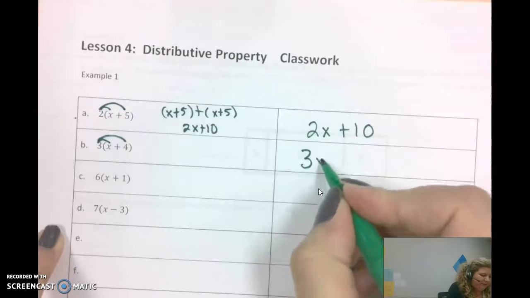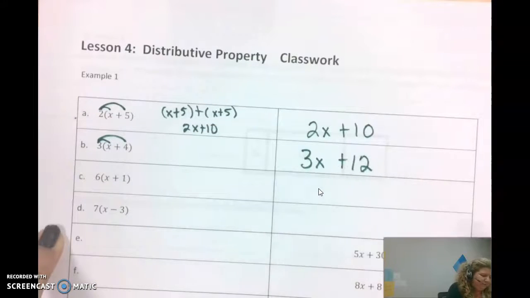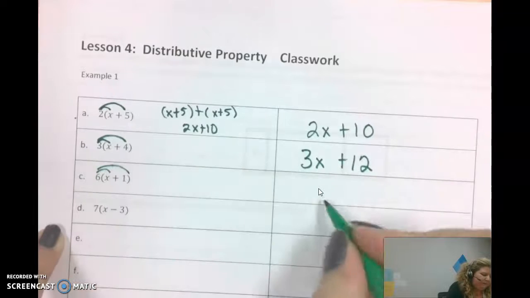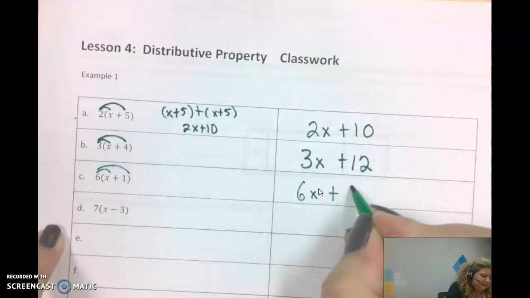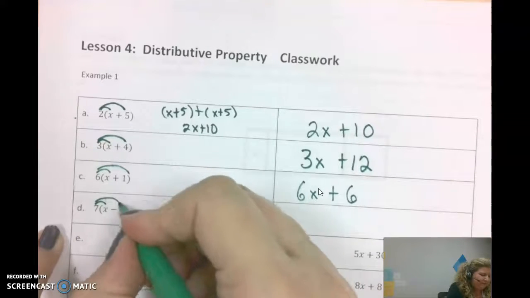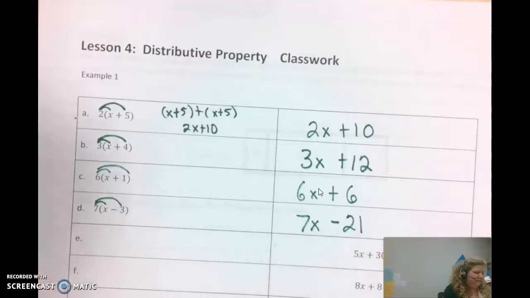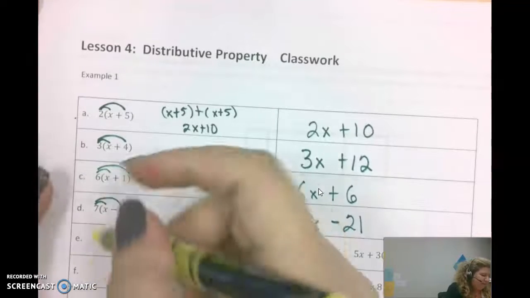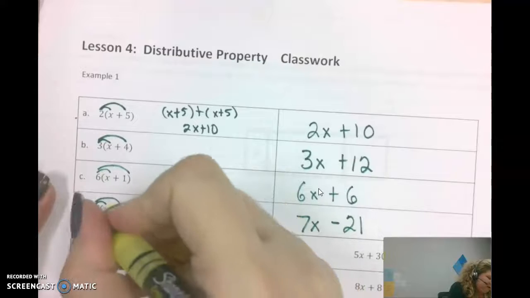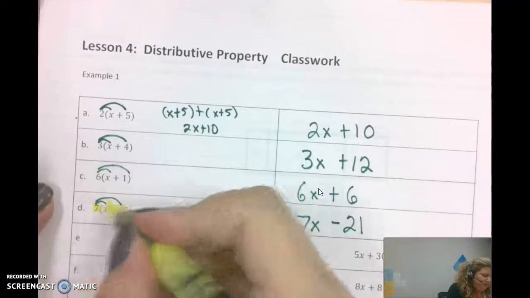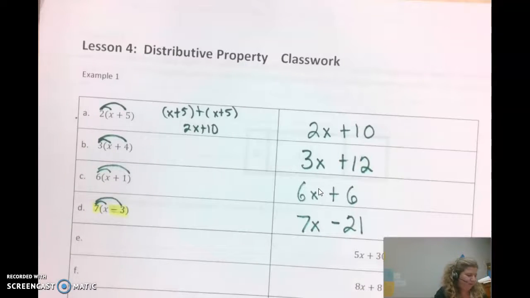So now I have 3x plus 12, 6x plus 6, 7x minus 21. Please note that for this one, I went ahead and said 7 times negative 3.